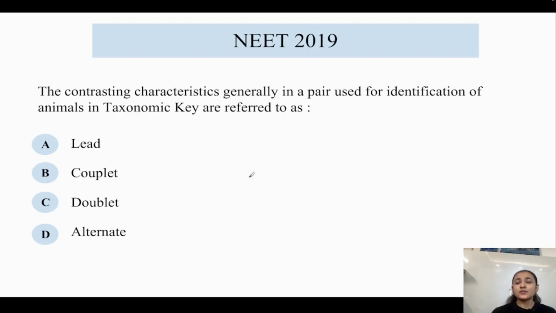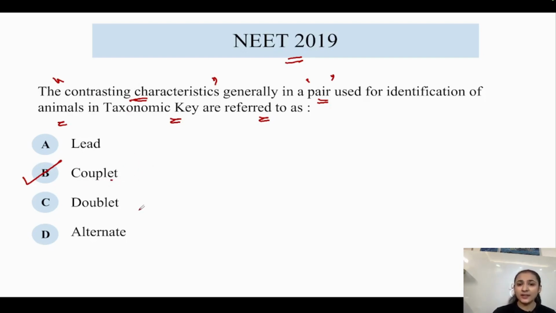Coming to PYQs, this came in NEET 2019. The contrasting characteristics generally in a pair used for identification of animals in taxonomic key are referred to as, now focus here, contrasting characteristics. We already studied that in key. Contrasting characteristics are present in pairs and each pair is known as a couplet. Leads are the contrasting statements present in a couplet. A couplet comprises of leads. So the correct answer is option B, couplet.